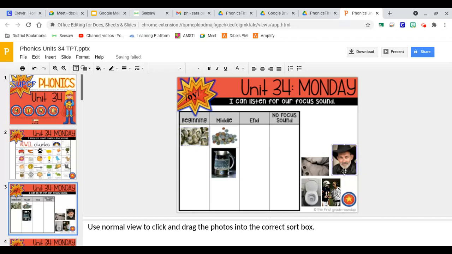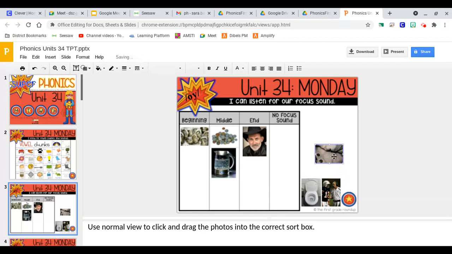Okay. Cowboy. Cowboy. Where do I hear the oi sound? I hear that at the end. So I'll drag this picture to the end. I don't know what this is a picture of. I cannot tell, so we're just going to ignore it.